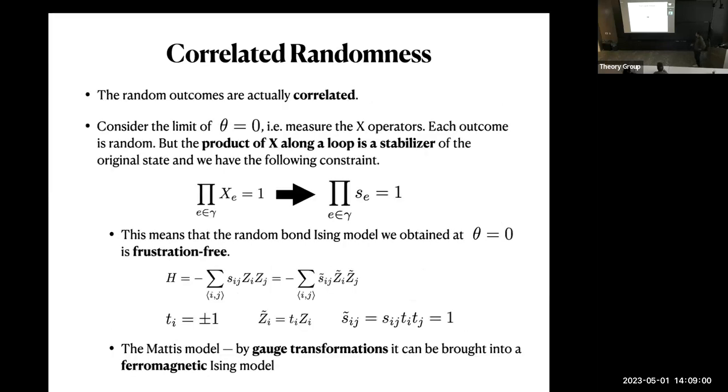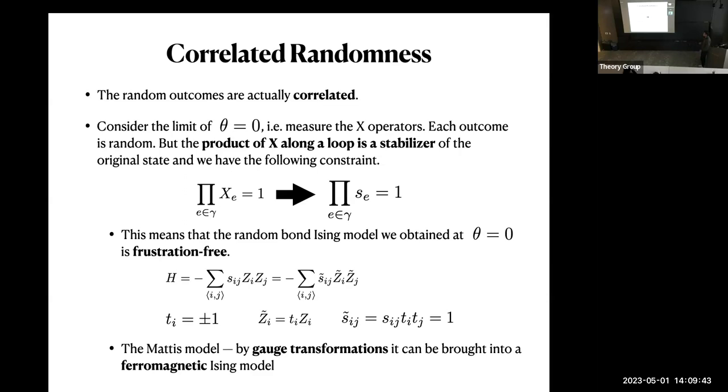But then the thing is to realize that there is actually a gauge degree of freedom. For example, in the theta equal to 0 case, you have random outcomes of S, but they obey this condition. That condition is the so-called frustration-free condition. That means that you can do a gauge transformation on each site to a new variable: z goes to z tilde by t, and s goes to s tilde by multiplying two t's on their edges. And then you can turn this seemingly random Ising model into a ferromagnetic Ising model.